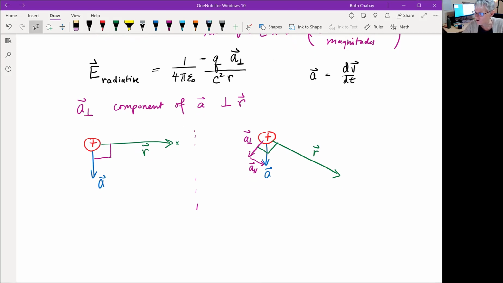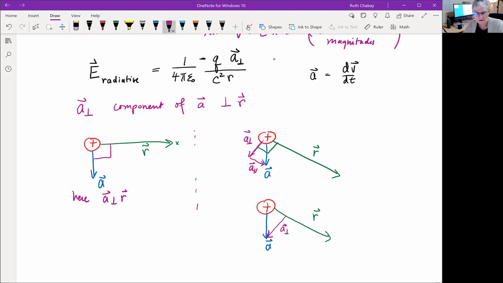Or another way to draw this, we get the same result. So here's R, here's A, and we sometimes just draw a perpendicular that way. It's exactly the same vector. So here A is perpendicular to R, but here it's not.